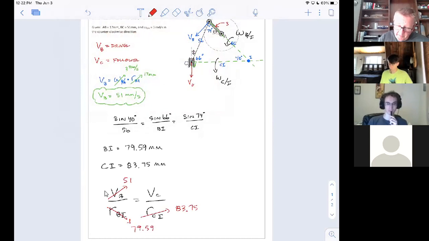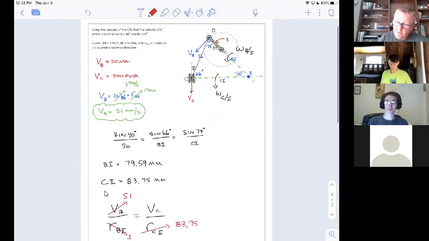So I don't know if that's the final answer, but it allowed me to move the velocity of B, which was the driver, down to the velocity of C. That's the beauty of this whole system.